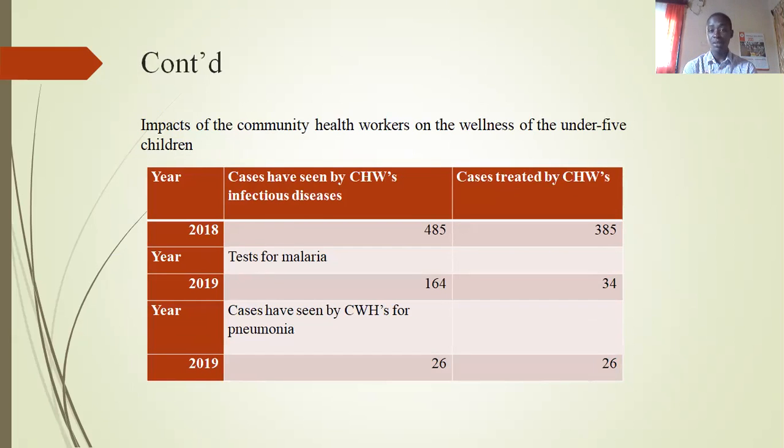Impacts of community health workers on the wellness of under 5 children. In 2018, the infectious disease cases seen by community health workers were 485, and they treated 385. In 2019, for malaria tests, the cases seen were 164, and the cases treated were 34. As well, the cases seen by community health workers for pneumonia were 26, and they treated all 26, which shows they have 100% success regarding the treatment of pneumonia in under 5 children.